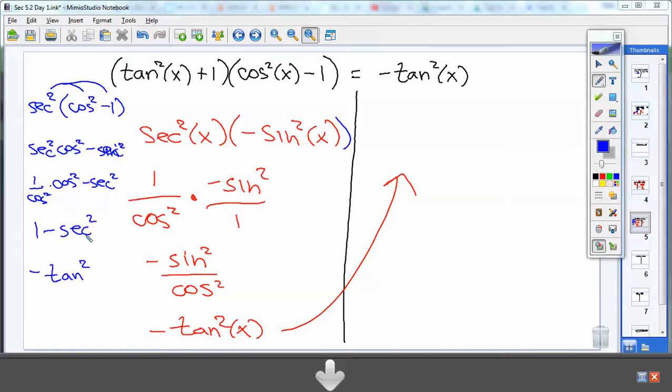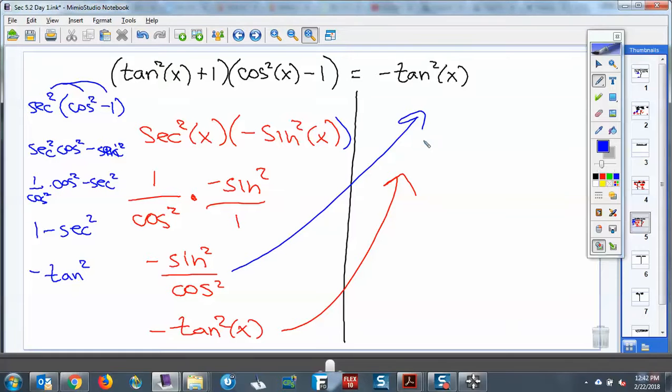So that just shows there's multiple ways. And then if I did what Seth had done, if I would have taken this side, then I could have stopped right here, right? And if I'd have made this negative sine squared over cosine squared, then I could have stopped right here.